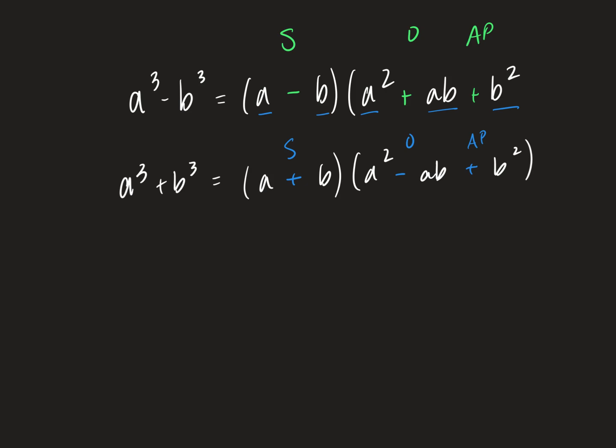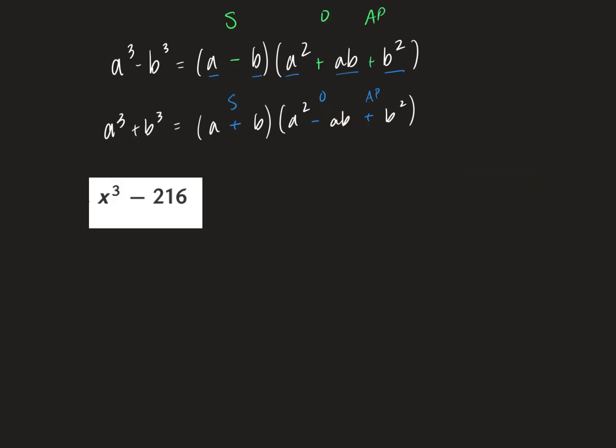Now, on a test, I'll be happy to give it to you. On the ACT, no one's going to give it to you. You have to know how to do it. So let's try an example. So the first thing I have to do is figure out what A and B are. Well, here A is pretty easy because it's just this guy. So what's being cubed, a cubed, what's being cubed is x. So A is equal to x.